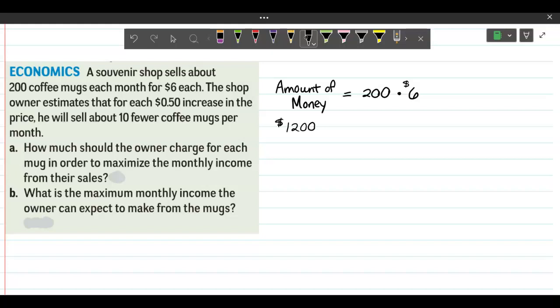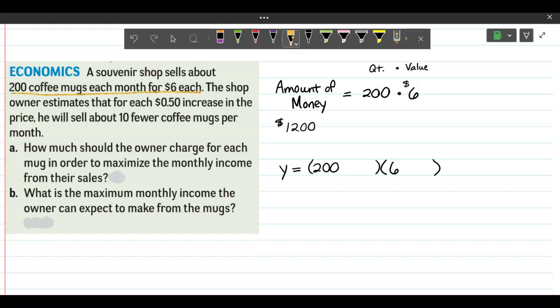That's how every one of these problems is going to start. You're going to have a quantity times a value. What we're going to do, we're going to change this a little bit. We're going to put the 200 for our quantity, leave a little space, and then put the 6 for the value.